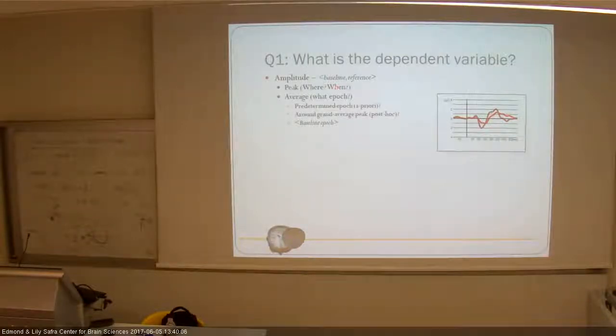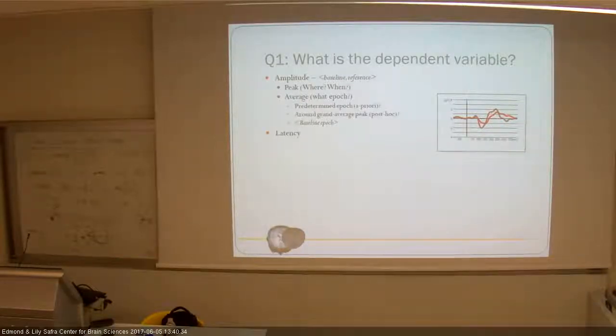Then the question is, what amplitude of what? Am I going to measure the peak of this and the peak of this? Am I going to average some window of time around some peak or around some a priori determined time? All of these are options that people use. But they have to be determined, and better determined a priori.